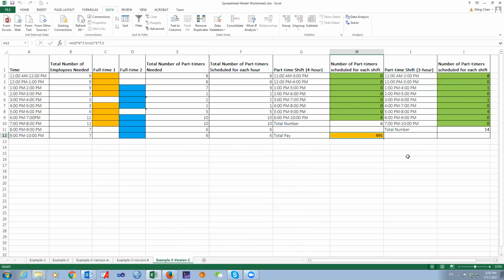If you compare this number with the numbers we got for version A and version B, you can see this number is much lower. The reason is that in version C, we have more flexibility. In version A, we can only hire 4-hour shifts. In version B, we can only hire 3-hour shifts. But in version C, we are given the opportunity to hire either 4-hour shifts or 3-hour shifts or any combination. So we're given more flexibility. That's why the total labor cost is lowest.